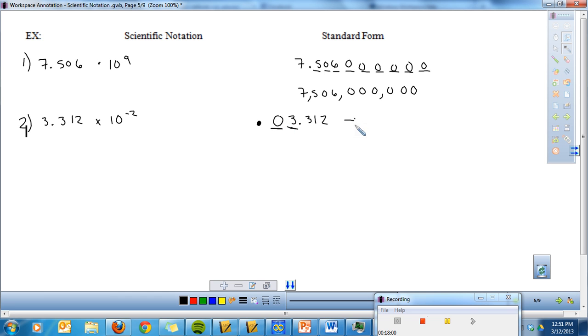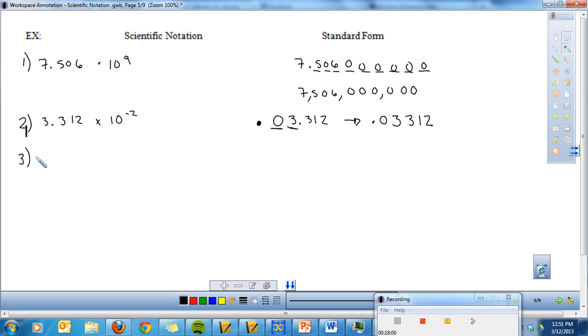So let's go ahead and simplify this. 0.03. This is our decimal from here, so it's gone. 3, 1, 2. Now, does this need commas? No, this is a decimal, so it's not bigger than 1, so it does not need commas.